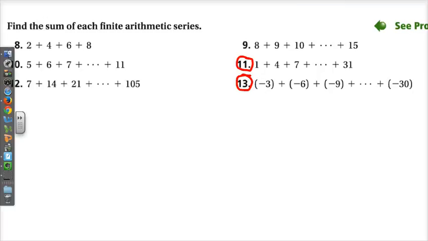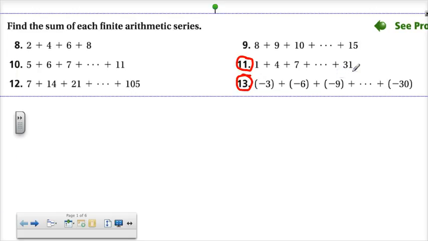These are the frequently asked questions from Algebra 2 for section 9.4 day 1. Let's start with number 11 here. It says, find the sum of each finite arithmetic series. And I have a problem. I don't know which number of term 31 is.